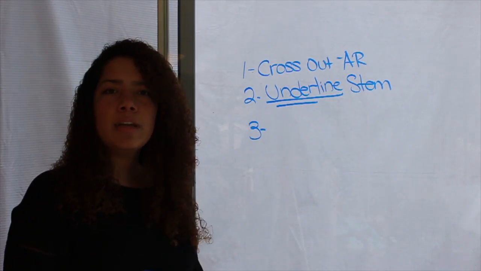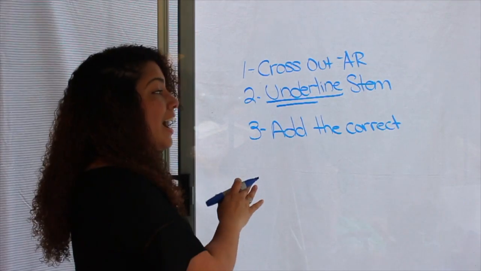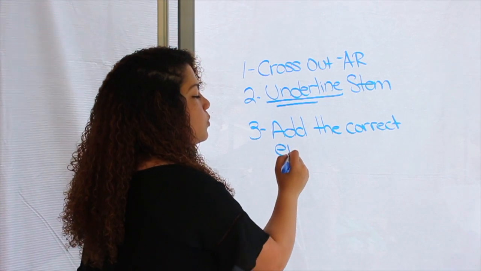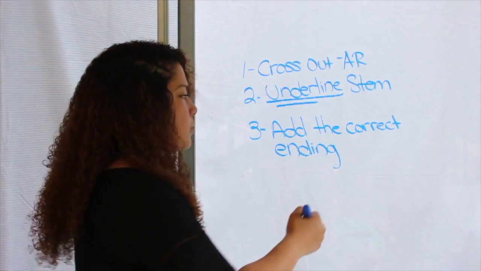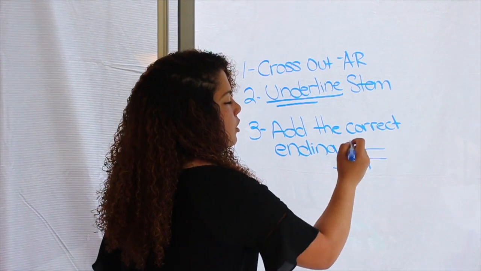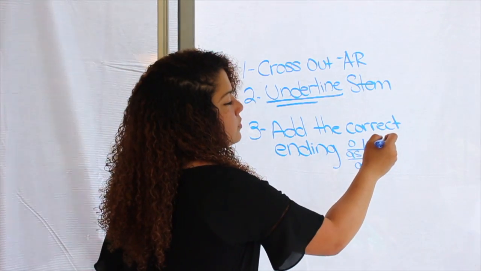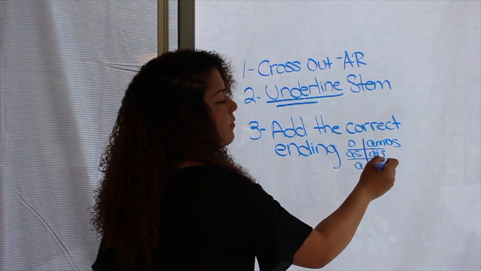And then step 3 is you're going to go ahead and add the correct ending, right? So in this case, we're going to go ahead and add the correct ending. Now we want to make sure we're adding the correct ending because you don't want to add any random ending, okay? Just to review, let's go over the endings again. You're going to have o, as, a, amos, áis, make sure you have the accent on the a, and an.